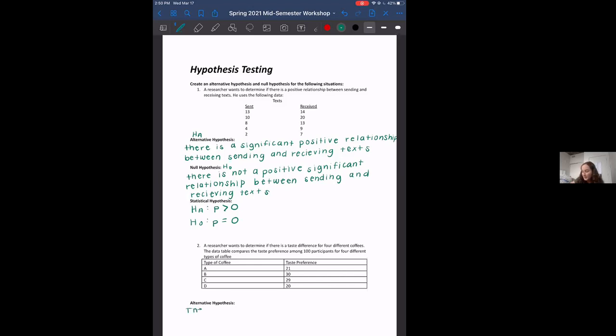So there is a difference in taste preference for the different types of coffee. All right, good.